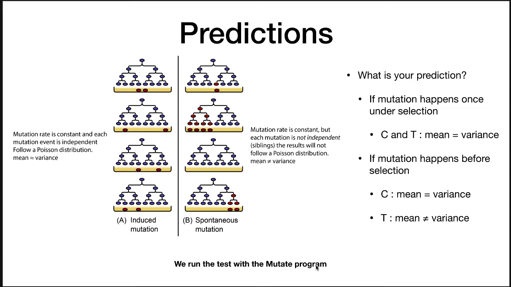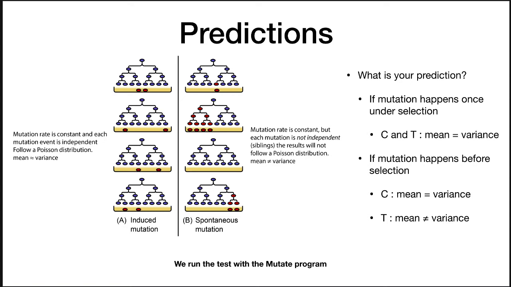However, for the test, remember it's 10 different cultures. A mutation to phage resistance can happen at any time because they're grown up separately, and their number of mutants is going to be dependent upon when the mutation occurs, if the mutation occurred in the initial culture.